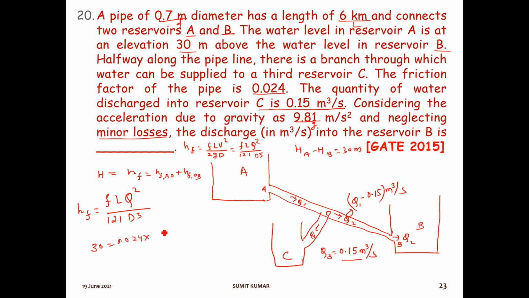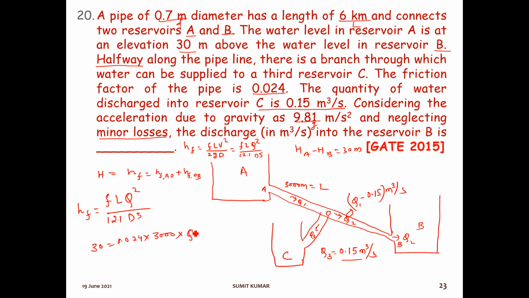0.024 into length. Length is how much? Length is 6 kilometer from A to B. So from A to O, how much? 3 kilometer, that is 3000 meter. This is at halfway. In this question it is written that halfway along the pipeline there is a branch. So from A to O, the length is 3000 meter.